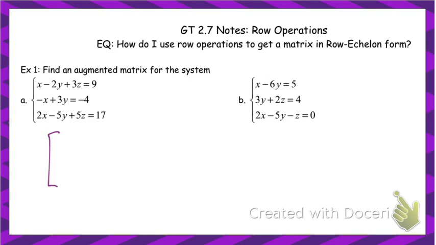So our augmented matrix here is going to have our variable or our coefficients. If there is a variable that's not on there, we need to fill in the 0.